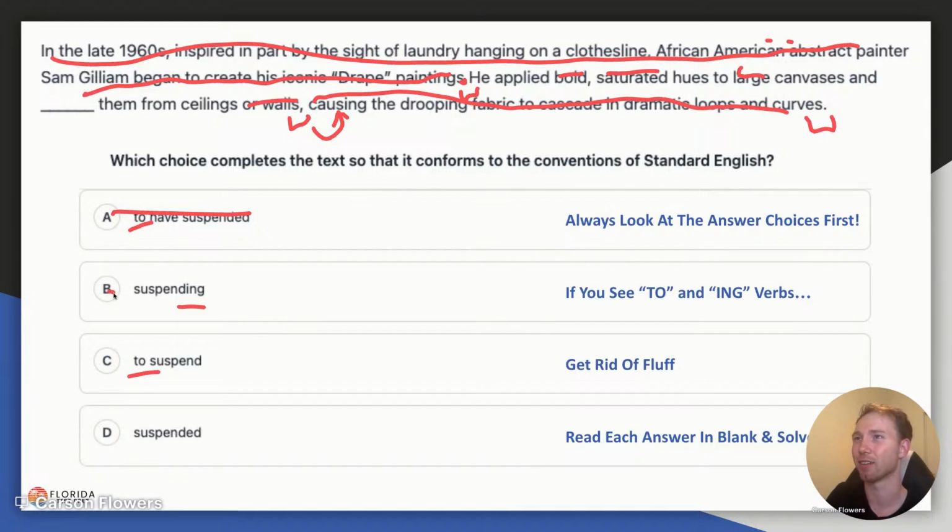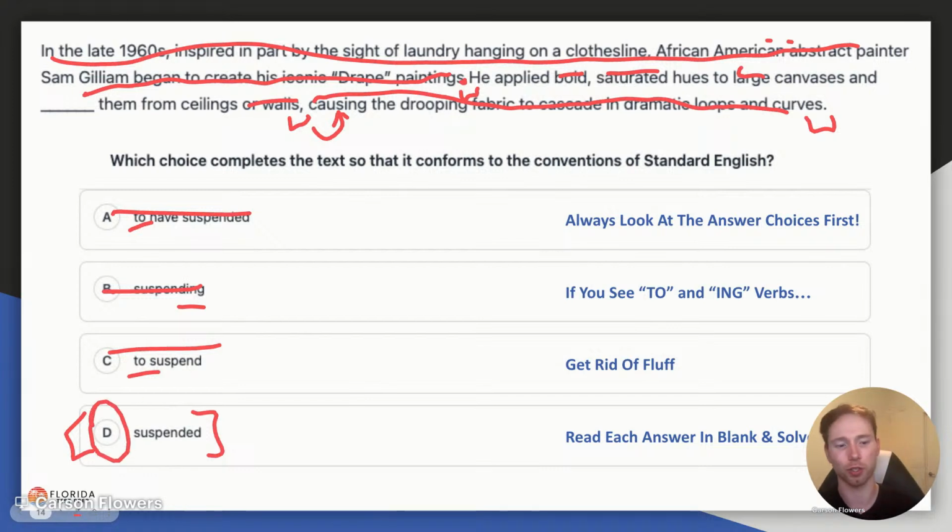Suspending? Nah, too choppy. "He applied hues to canvases and to suspend them from ceilings." To suspend? Yeah, I expect more. Nope. "He applied hues to canvases and suspended them from ceilings." Period. That makes by far the most sense. That one sounds completely correct. So D is going to be the correct answer for this question.